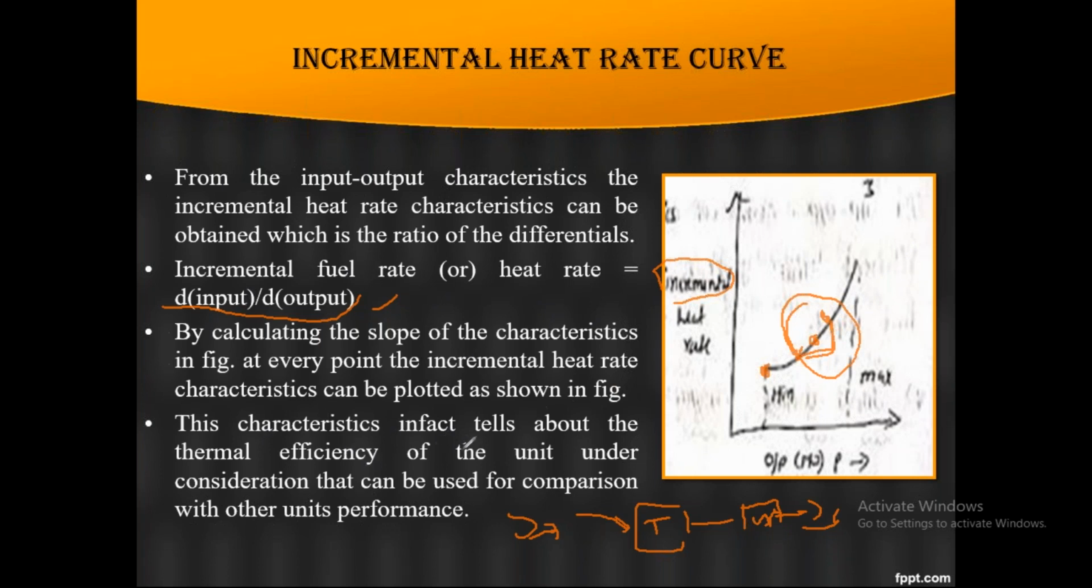This characteristic in fact tells about the thermal efficiency of the unit. It shows the capacity of the thermal unit, that is, how much steam will be generated in the particular unit. Based on the steam only, we can generate the maximum power. So that is the comparison here, between input and output. This graph is called the incremental heat rate curve. It is one of the important characteristics to decide the performance of a particular unit.